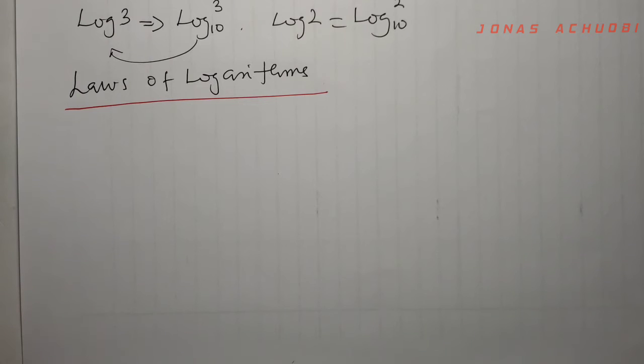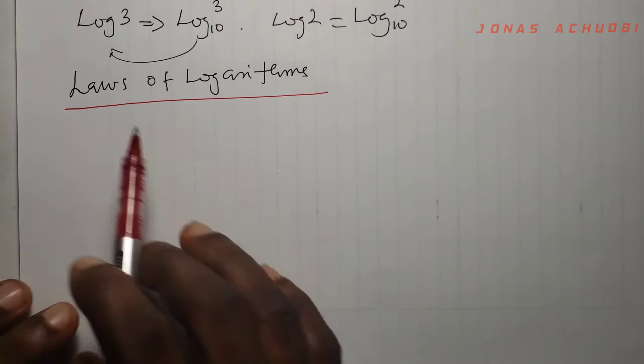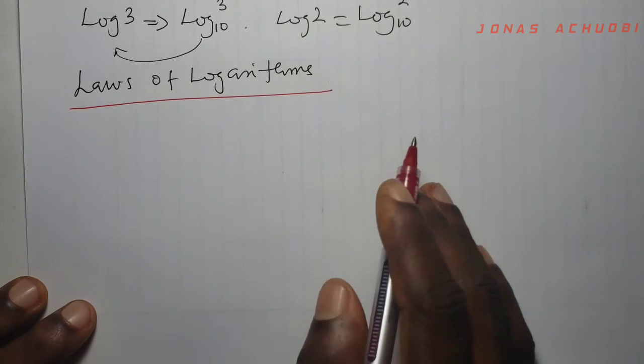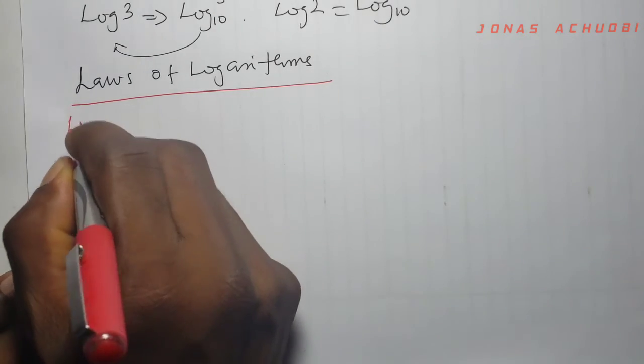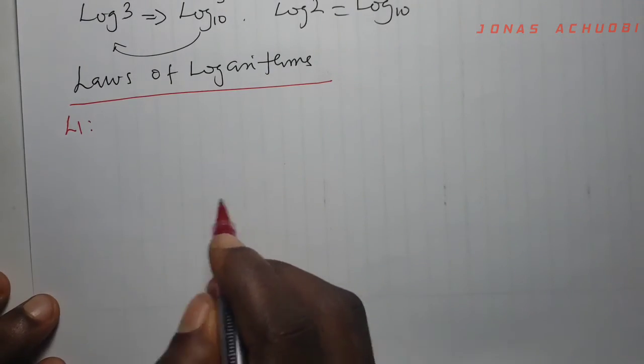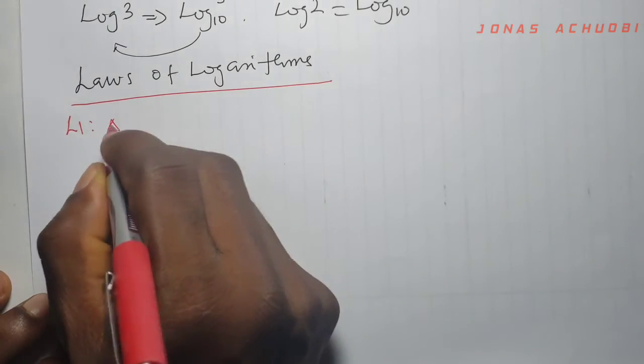Just as we had in the case of indices, we also have laws of logarithms. So we shall take the following laws. L1 is for law number 1. And this law is called the addition law.